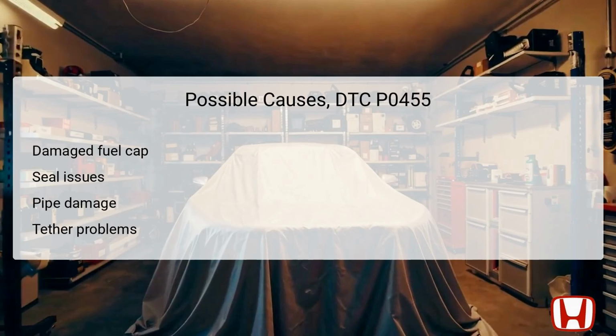The fuel fill pipe, which connects the cap to the fuel tank, can also become damaged due to wear and tear, leading to leaks. Additionally, the tether cord that holds the fuel cap can become trapped under the cap, further compromising the seal. Each of these issues presents a potential risk for the system malfunctioning, leading us to take further action in our troubleshooting process.